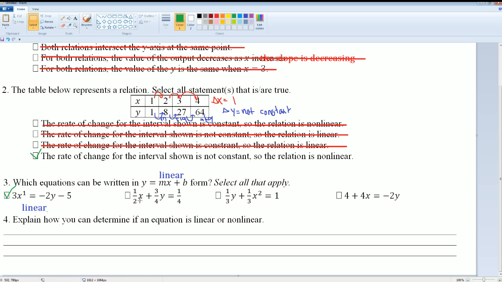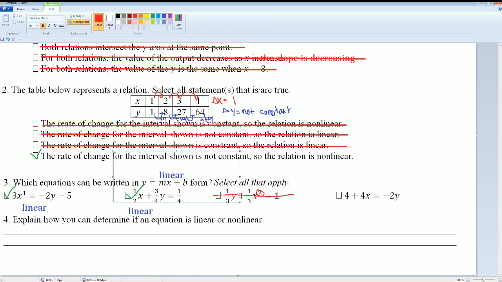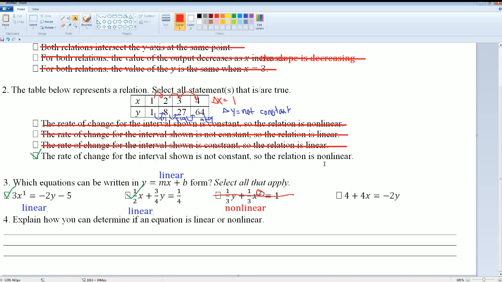Next one, 1/2 x plus 3/4 y equals 1/4. The fact that it's a fraction doesn't mean anything. It is still linear. There's an x and a y, and the exponent here is 1, so that is linear. Next, 1/3 y plus 1/3 x squared. Oop, you see the squared? That is a problem. This one is nonlinear. That's why it wouldn't work.